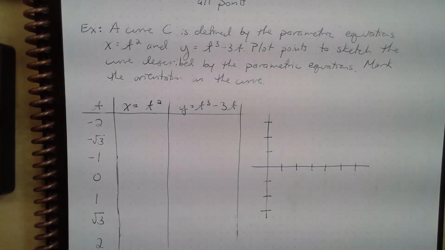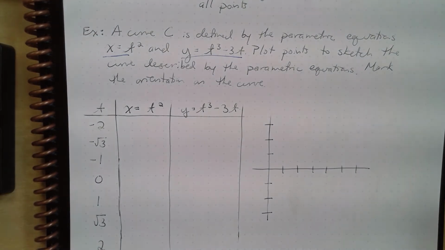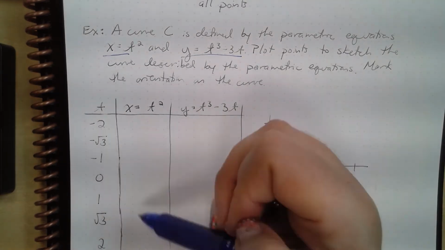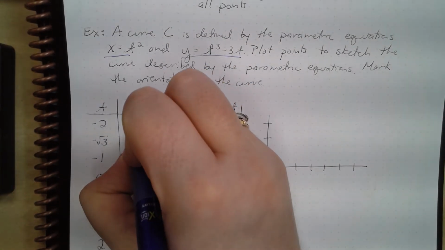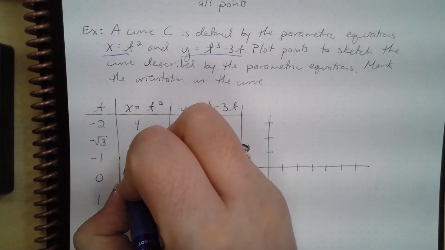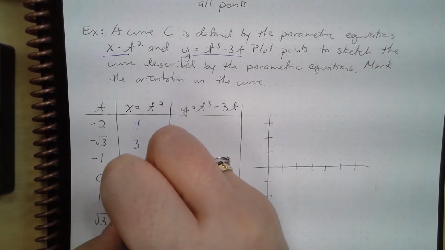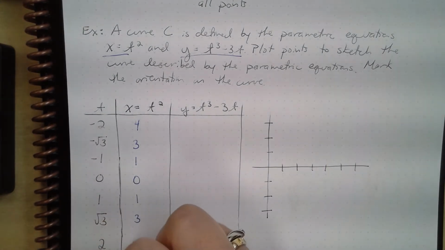So a curve C is defined by the parametric equations x equals t squared and y equals t cubed minus 3t. We're asked to plot points to sketch the curve described by the parametric equations and then mark the orientation on the curve. Well, I'm going to do my x's first here. So when t is negative 2, x is going to be 4. When t is negative radical 3, x is 3, negative 1 is 1, 0 is 0, 1 is 1, radical 3 is 3, and 2 is 4.